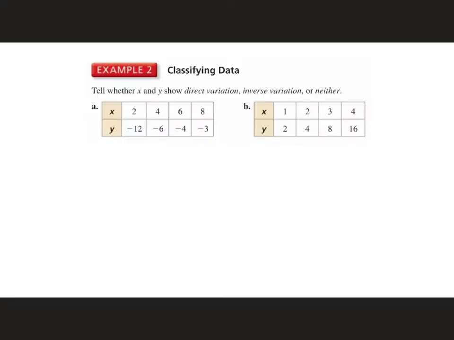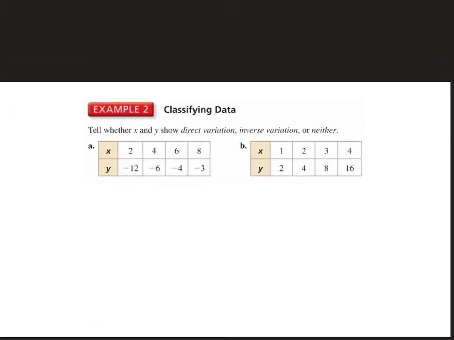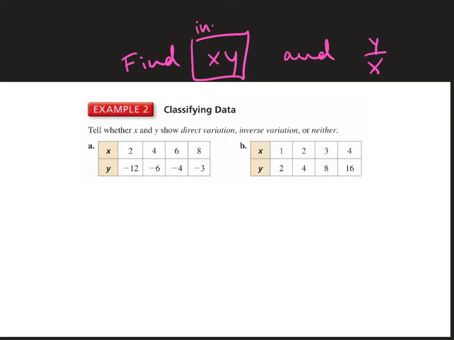All right, in our next example, again, we are determining if we have direct variation, inverse variation, or neither. And a way we can figure this out when we are given 2 sets of data, so we have values for x and values for y that are given to us, is we have to find x times y and y divided by x. If we find x times y and we get a constant, then we have inverse variation. If we do y divided by x and get a constant number, then this would be direct variation.